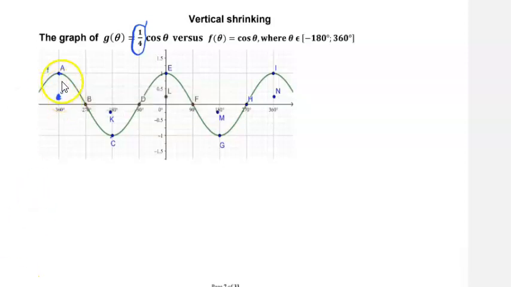So we have our dots at J and B and K and D and L and F, and we're just going to join them on the next page. So the idea is just to see that this coefficient in front of the cos theta vertically shrinks this graph, so it makes all the y values a quarter smaller.